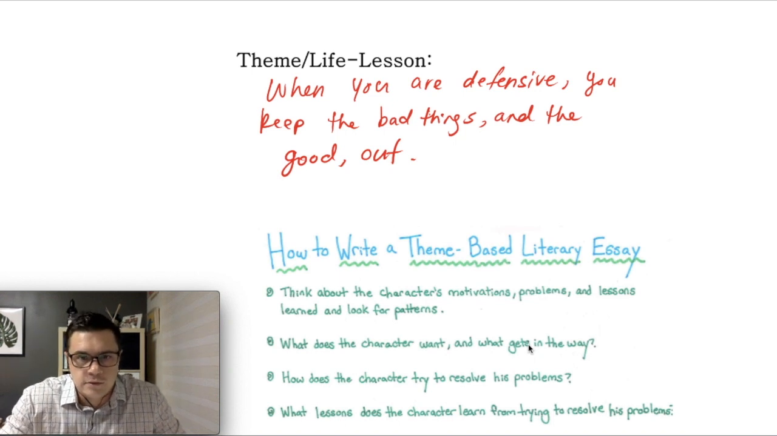Okay? So here, I'm thinking that maybe this is what the author wants us to understand. When we're defensive, when we push people away, we are protecting ourselves, and we're not letting anything bad in, but we're also keeping out the good things. Okay? Now, I think I'm pretty happy with this, and I think I could write an essay to convince the reader that this is something the author tries to teach us in the story.